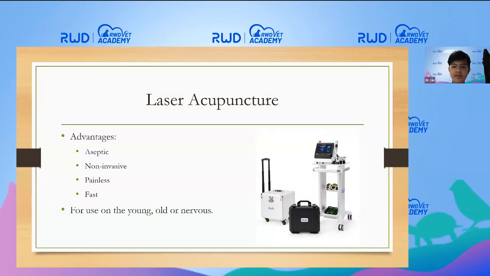Laser acupuncture is a gentle and effective alternative to traditional acupuncture, and as such is particularly well suited for use on the young, old, or nervous.